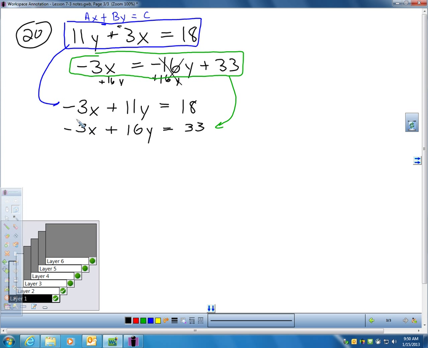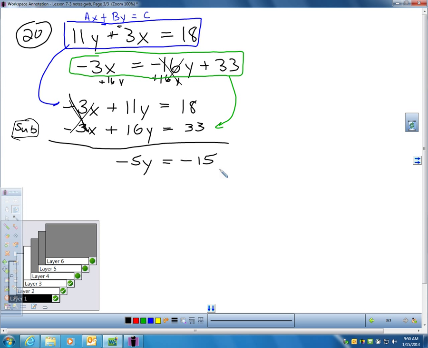Now I have two equations in standard form, and I'm thinking, what can I do to eliminate? You notice I have the same thing here, negative 3x and negative 3x. If you have the same amount, you subtract each side. Now you have to be careful, I'm subtracting each side, and you will get an elimination. So negative 3x minus negative 3x eliminates. 11y minus 16y is negative 5y. And 18 minus 33 is negative 15.